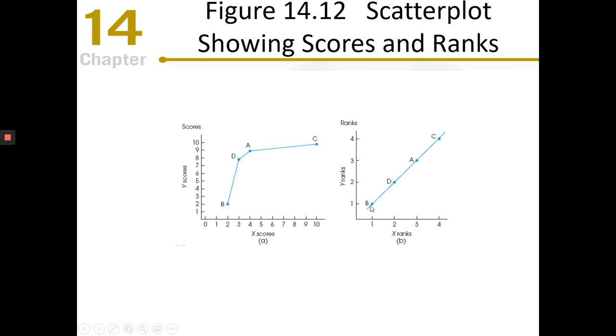So if we plot the ranks, 1 being lowest, 2 being second lowest, 3 being second highest, and 4 being the highest, it starts looking like a perfect correlation. So we can actually sometimes convert our scores to ordinal level data, convert them to ranks, and the relationship becomes clearer.